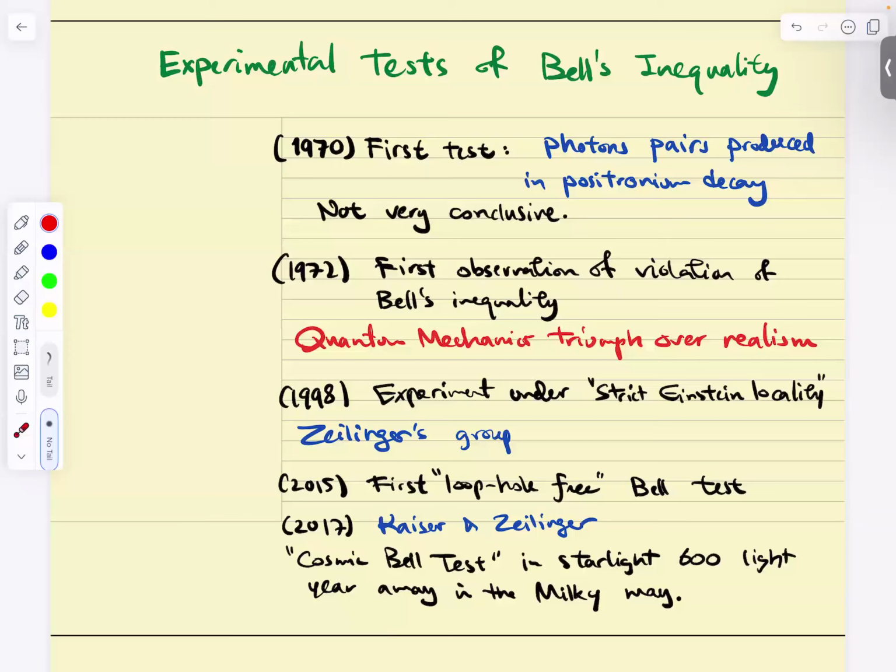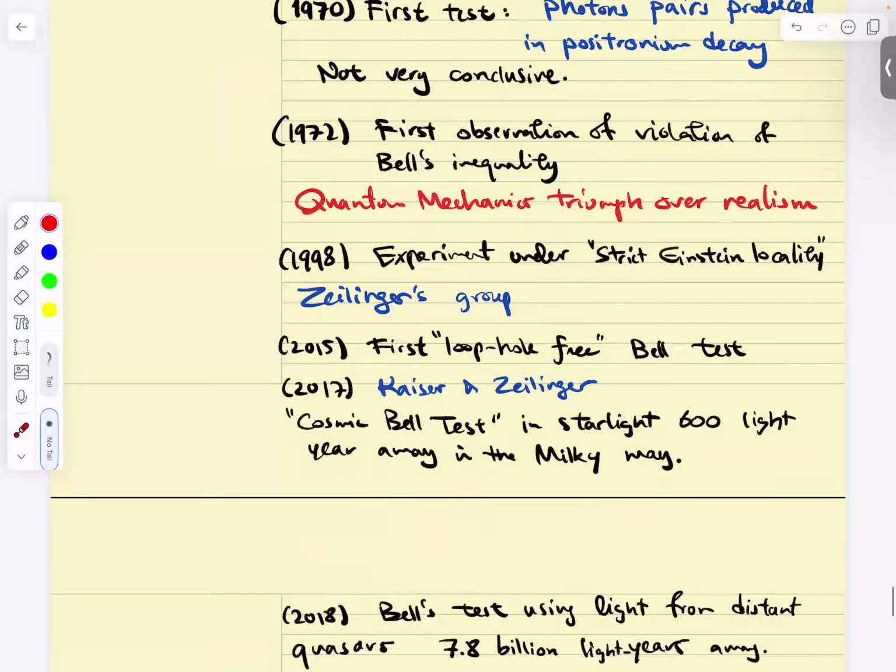The first loophole-free Bell test is 2015. That's already pretty recent. Now is when it explodes and gets really crazy. In 2017, Kaiser and Zeilinger did a cosmic Bell test from starlight that has traveled 600 light years to get to us. There's a source in the Milky Way that was producing photons. That was their Charlie. They did the experiment and they saw a violation. So there's entanglement in states that they didn't even prepare. Nature prepared them.